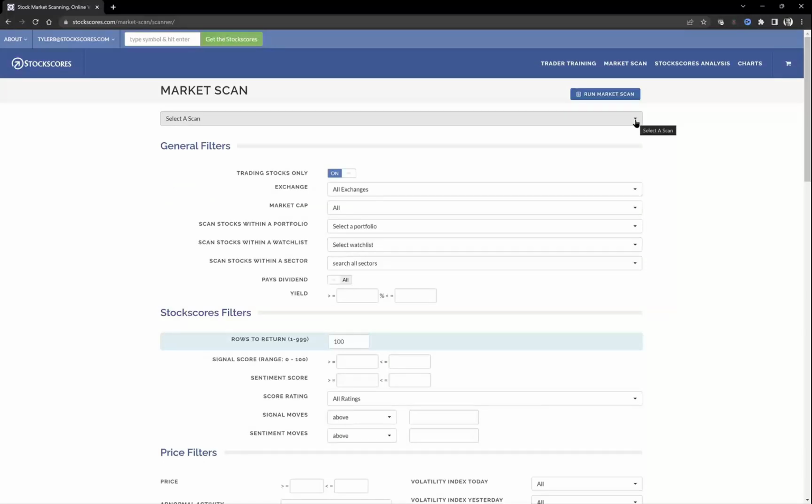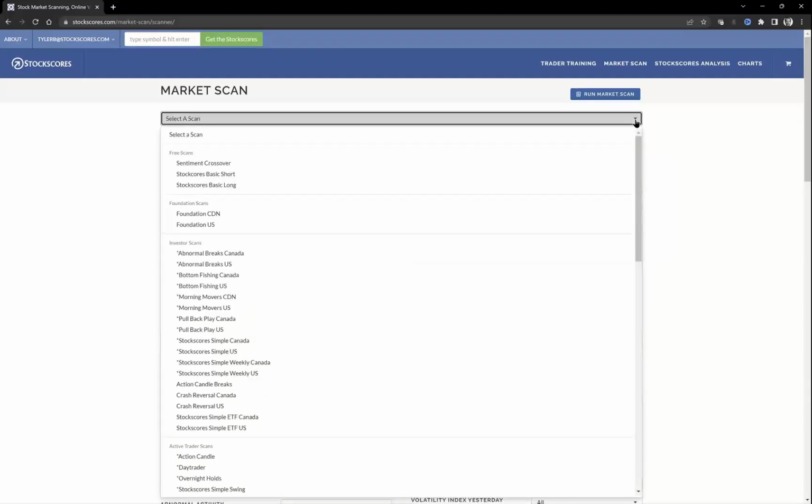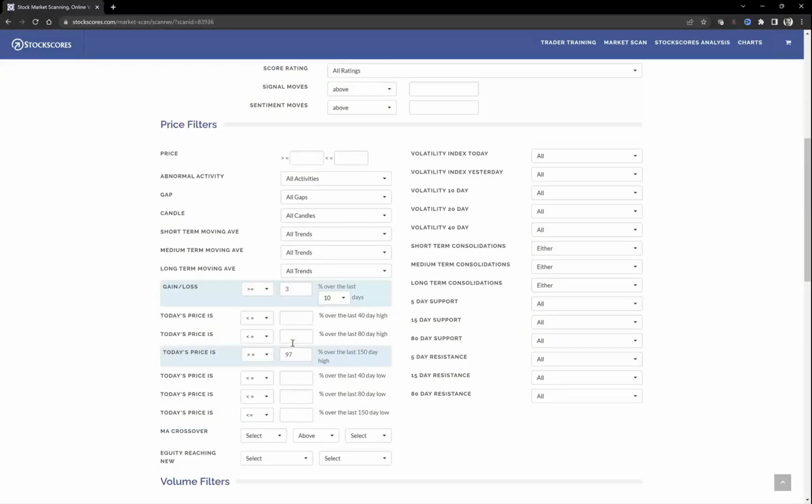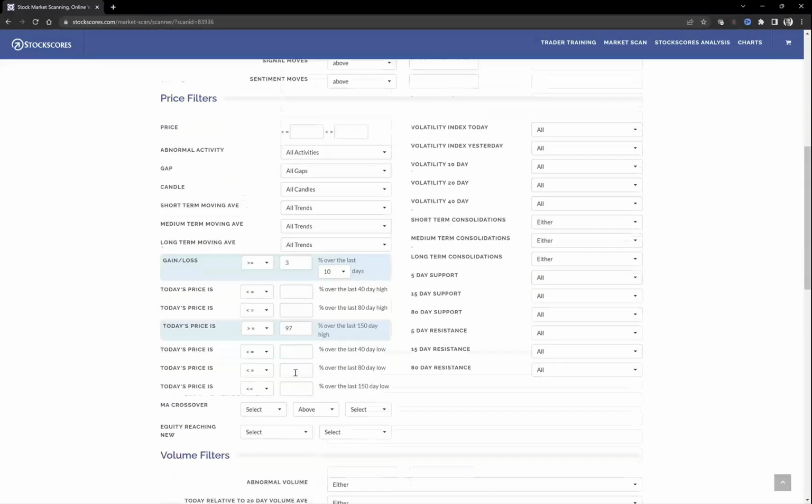So let's say I am a longer term investor. I only want to do the work on the weekend, and I don't want to spend more than 15 minutes a week to manage my portfolio. All right, well, there's a scan for that. So you go down to Stockscores Simple Weekly. I can select the US market, and it puts in the presets for that scan.